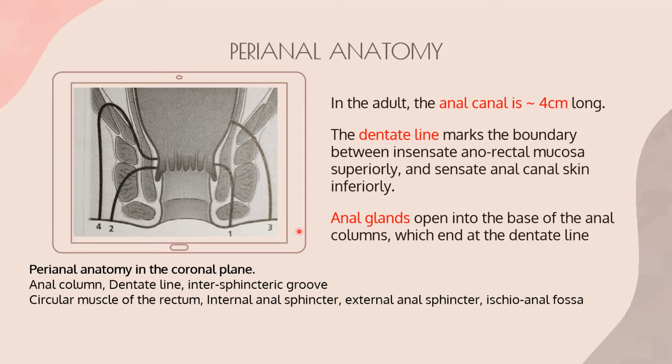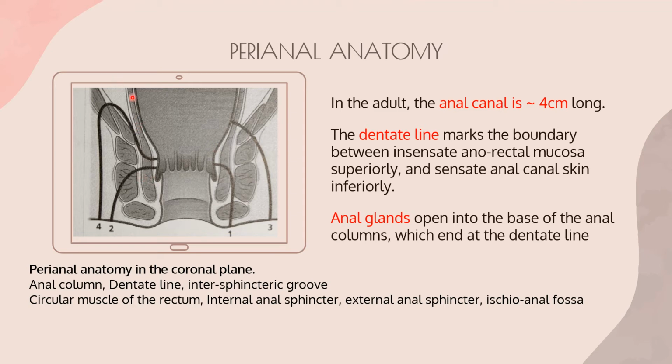Here we have a picture of perianal anatomy in the coronal plane. In adults, the anal canal is about 4 centimeters long. We have the anal columns and also the dentate line, which marks the boundary between the insensate anorectal mucosa superiorly and the sensate anal canal skin inferiorly. We also have anal glands that open into the base of the anal columns, which end at the dentate line.